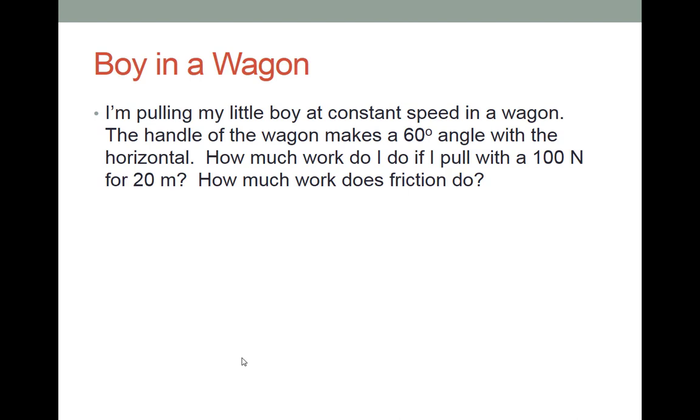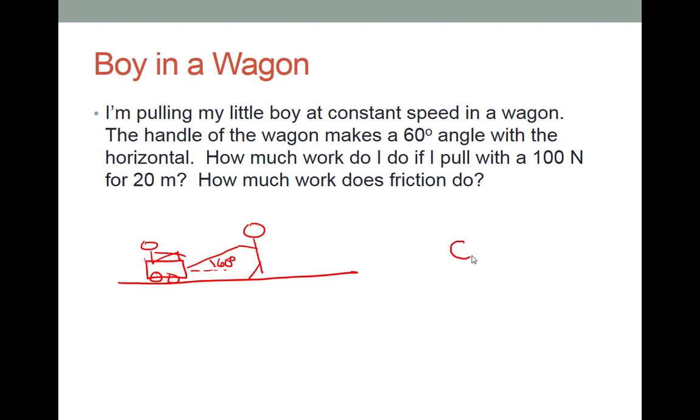In the next one, we're going to deal with something a little bit more complicated. Here we're going to have a boy in a wagon. So here's my wagon, here's my kid, arms on his knees, here's the handle of the wagon, here's me pulling the wagon. And I tell you specifically that this angle is a 60-degree angle. Okay, so we're going to pull on the handle of the wagon, and I'm pulling with 100 newtons for 20 meters, but I also want to know how much work friction does.